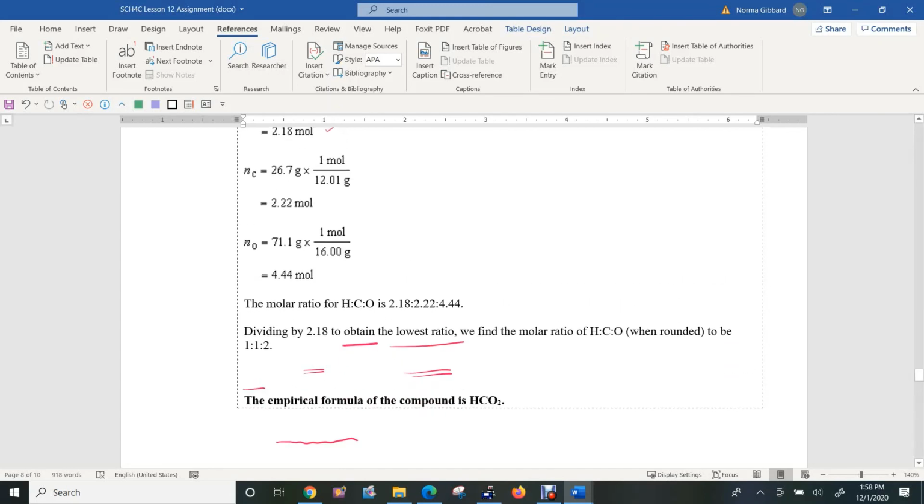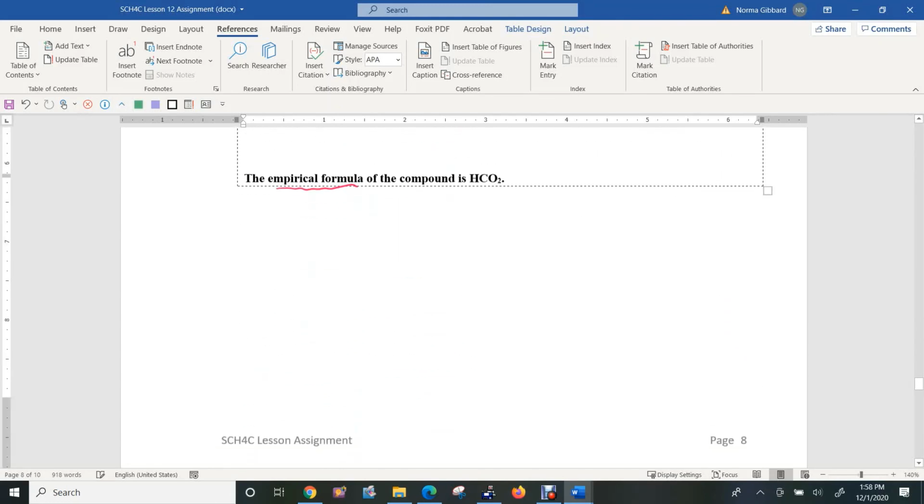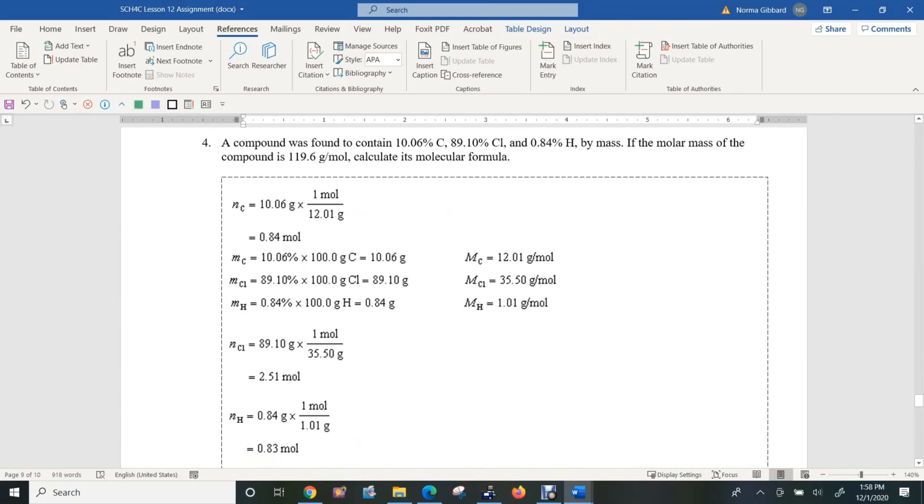Next, we're going to look at a molecular formula question. So in this question, we have a compound found to contain 10% carbon, 89% chlorine, and 0.8% hydrogen by mass. If the molar mass is 119.6, calculate its molecular formula.